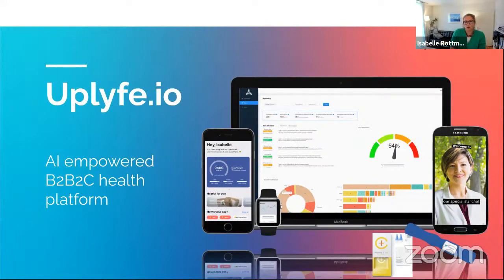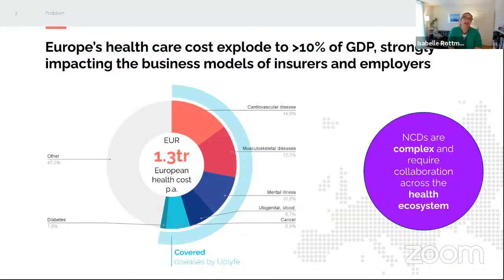And our primary goal is to solve this challenge. These are just the numbers for Europe, but the US and Canadian numbers look the same. We spend over 10% of our salaries on diseases that are no fun to consume, but it's a lot of our budget. And Uplife is covering with its lifestyle interventions more than half of the current diseases that sum up to our health total. Why did it take so long to solve this challenge?